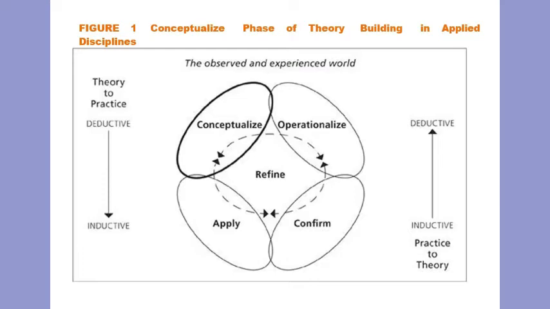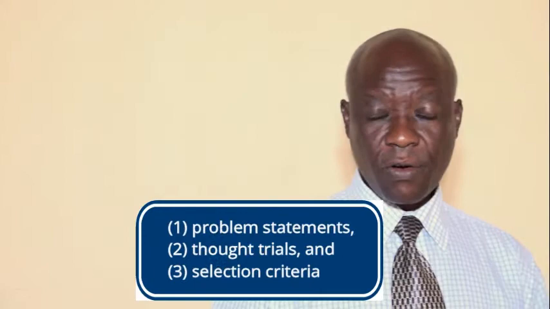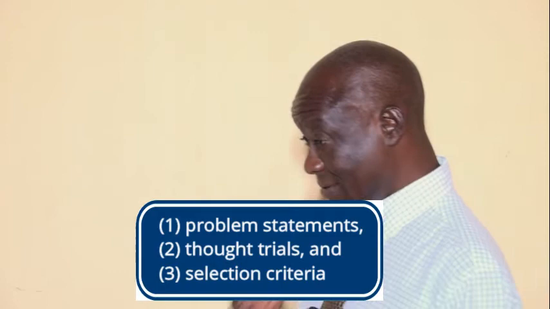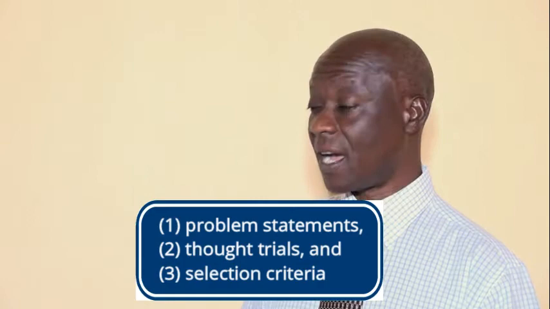So instead, ladies and gentlemen, Weick, as you can see here, and so many other scholars have provided three tools for the theorists to work with in crafting theories. We can work with these three tools in crafting theories. The first one is what we call problem statements, right? The second one, ladies and gentlemen, are what we call thought trials. And the third one is the selection criteria. So these are very important, right? The problem statement, the thought trials, and the selection criteria. Those are the three aspects that you must work with.